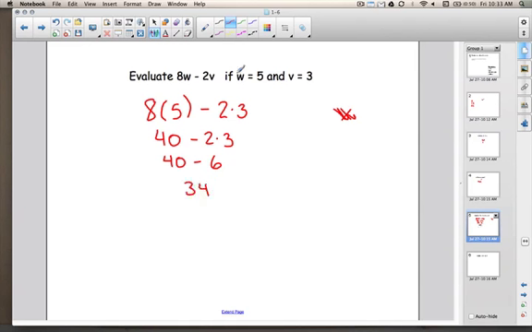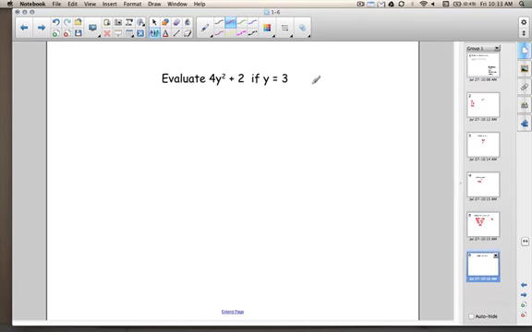So there, I've evaluated this expression, 8w minus 2v, if w equals 5 and v equals 3. I substituted those values into the expression. I followed the order of operations. I did one thing at a time, and I brought everything else down, and I got to my answer, 34. Let's give one last one of these a try.